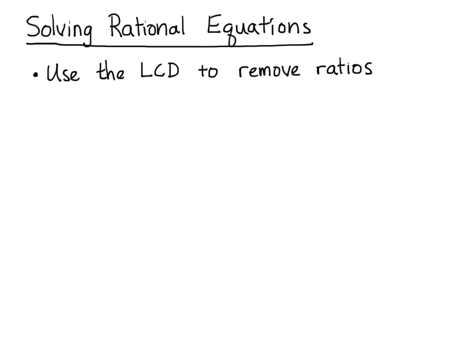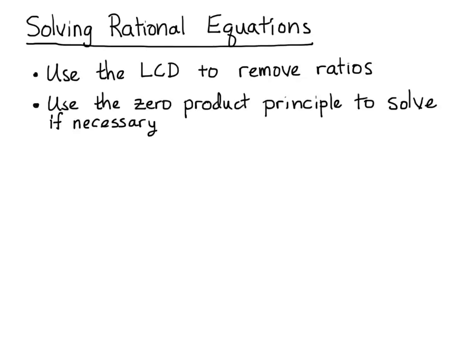So we're going to primarily use the lowest common denominator to remove the ratios, and then hopefully end up with equations that look pretty familiar to you. We're also going to rely occasionally on the zero product principle to solve if we need to. The zero product principle, if you recall, is when you have two things multiplied by each other, a times b equals 0, then either a or b has to be 0.